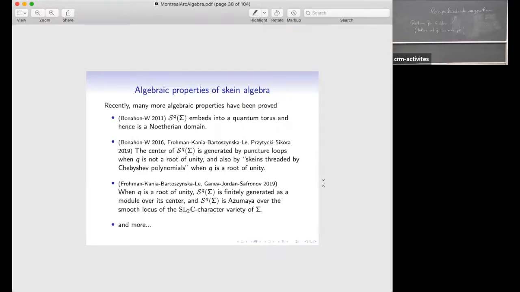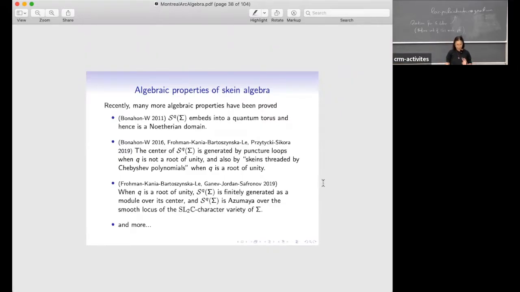And then if Q is a root of unity, they go even further. It's finitely generated as a module over the center, and then you get these Azumaya algebras, and then you get these people that come from topology. They're like, I don't know, factorization homology people. So there's a lot of activity recently in this direction.